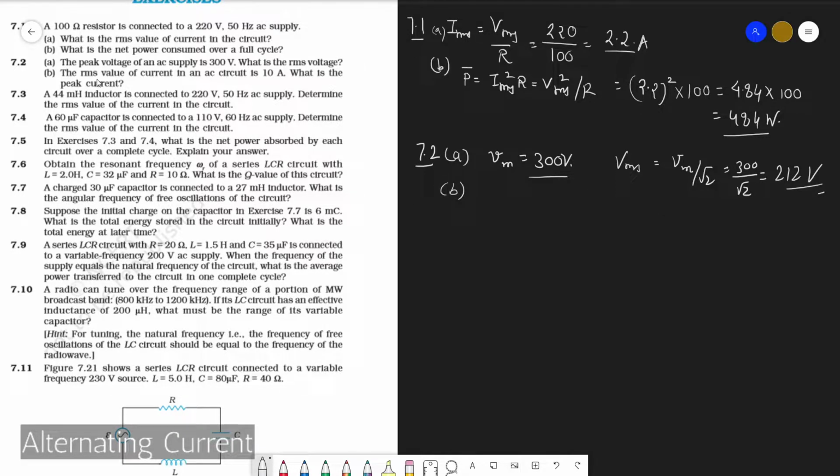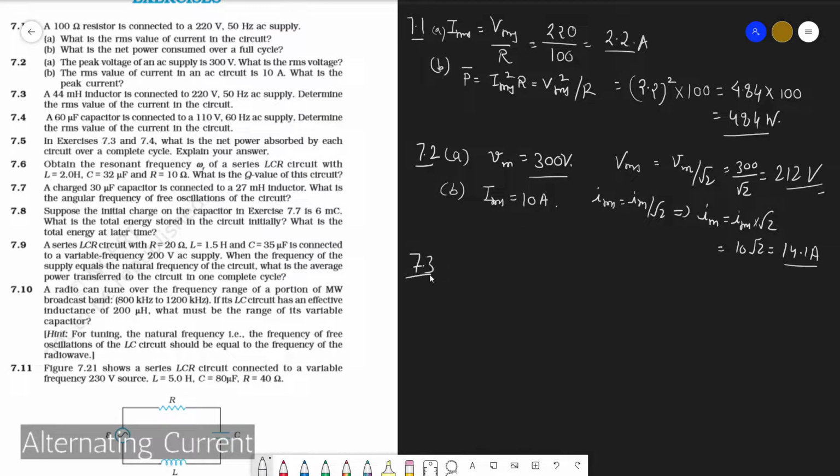In the B part he is saying the RMS value of current in this circuit is 10 ampere. Now it is asking the reverse. Now it is giving the RMS current as 10 ampere. So what is the maximum current? RMS current is Im by root 2. So you can find Im is equal to IRMS into root 2, which is 10 root 2. So if you take 1.41 into 10, that means 14.1 ampere. So this is a kind of problem they can ask.